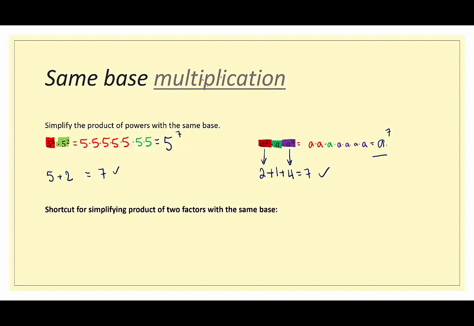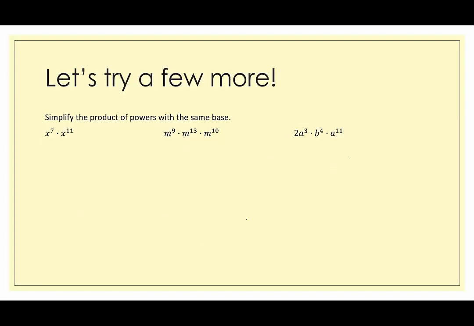The system works. So the shortcut we could use for simplifying a product of factors with the same base is, if we see b to the x being multiplied by b to the y, we can add the exponents and rewrite this with just that one base b raised to the power of x plus y. So let's apply this property. Remember what we do. We're going to add the exponents. So we have b to the x times b to the y equals b to the x plus y.